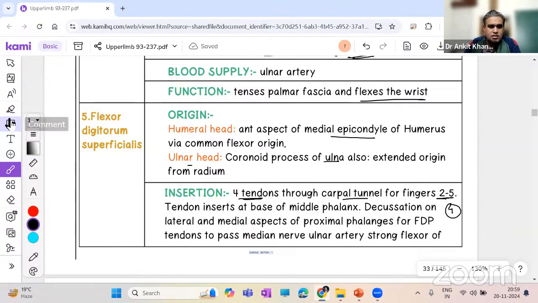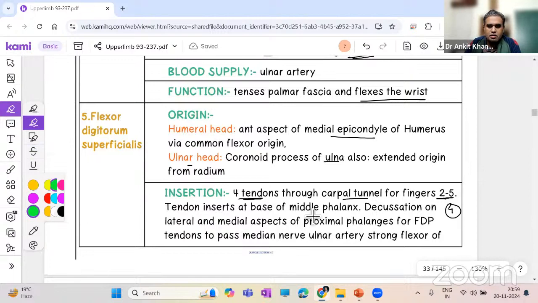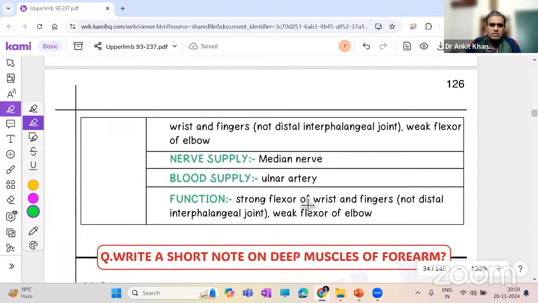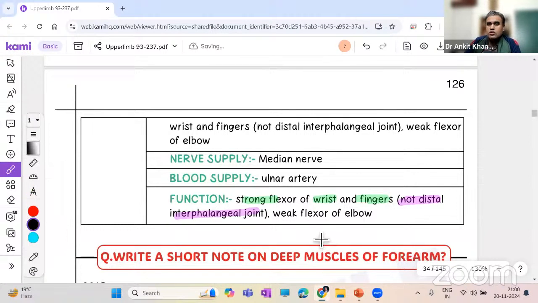Where does the tendon insert? Let me highlight it because questions have come. Middle phalanx, as I already discussed. And again, the nerve supply is the same, and it is a strong flexor of the wrist as well as the fingers. Why the wrist? Because it is passing the wrist also. But here, a small catch, and that can be asked as a question: it does not flex the distal interphalangeal joint. What does it mean? That is also a question. See over here, let me try to draw and then we'll show you.